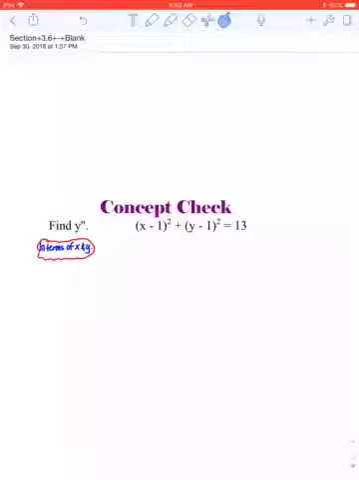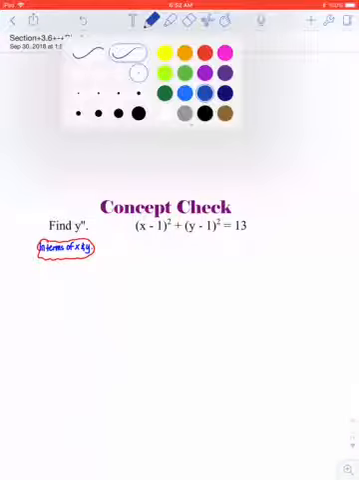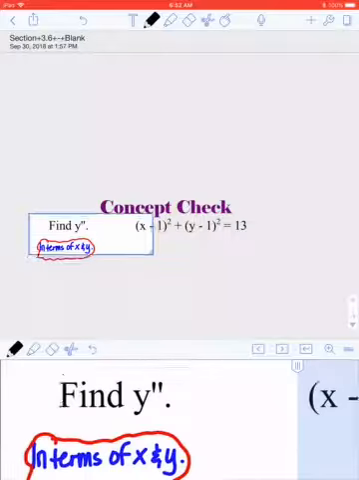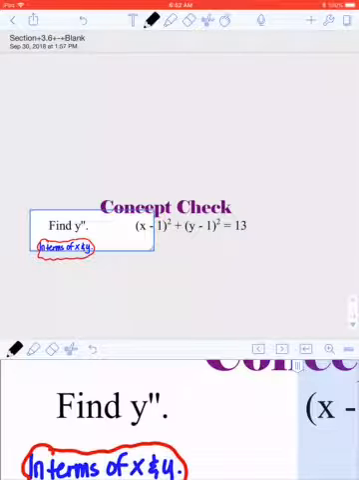Hey guys, I'm going to suggest that you try this concept check on your own first and see how it goes. But if you need to listen to this, that's totally fine. So our goal is to find y prime in terms of x and y.